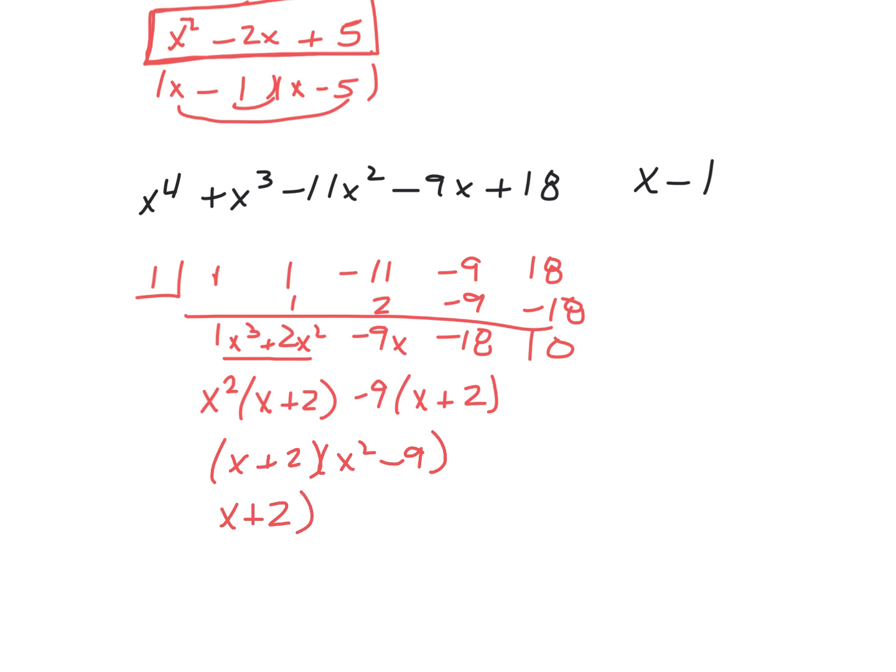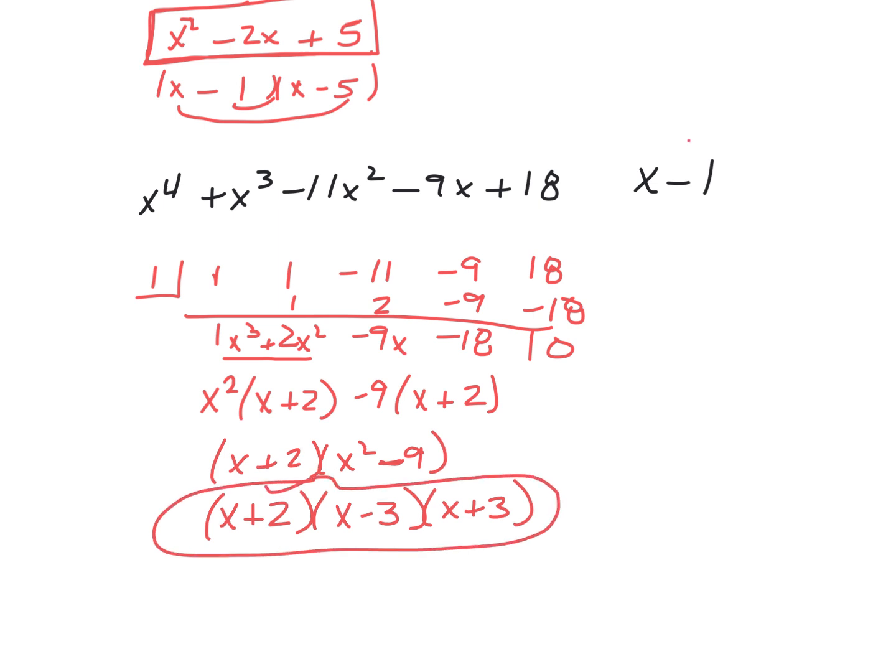And hopefully you realize or see that x squared minus 9 is a difference of squares, and I could factor that further to be x minus 3 and x plus 3. And so these would be the remaining factors as well as the x minus 1.